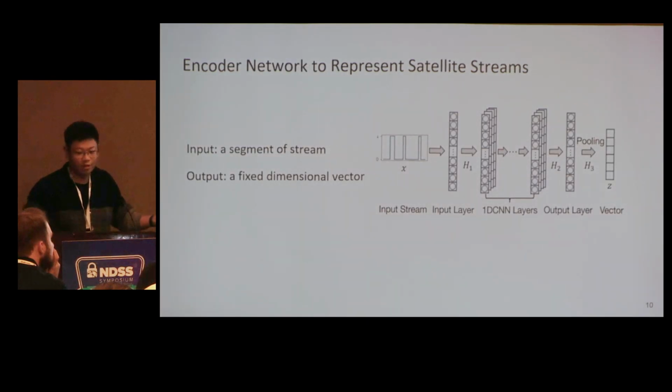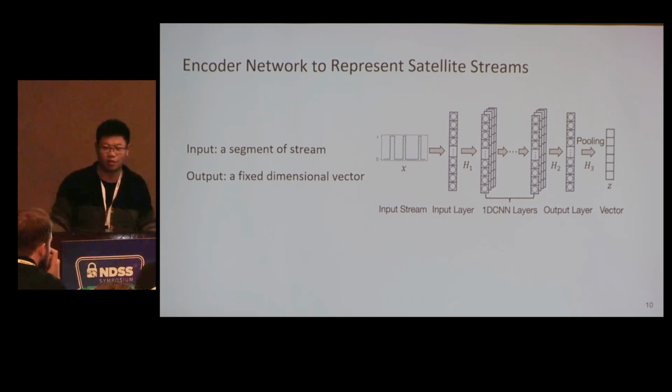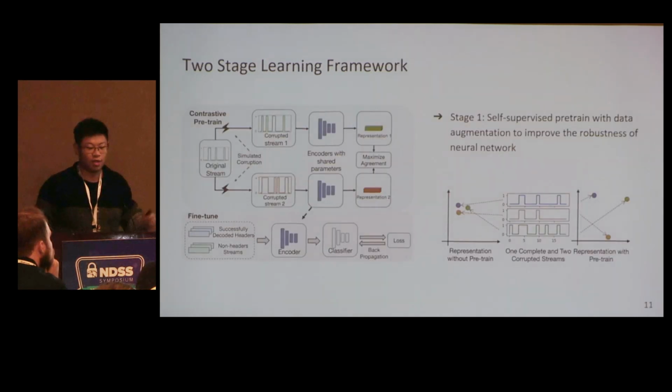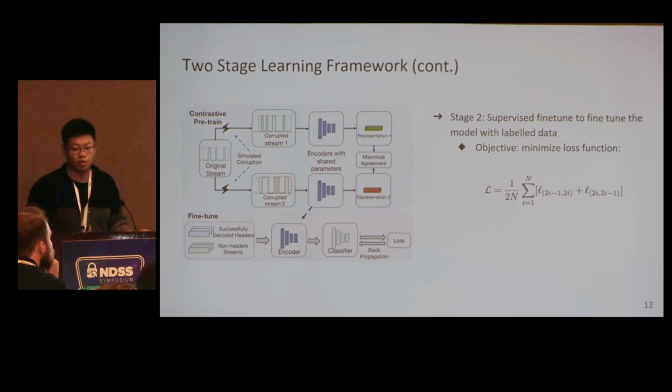Okay, so this is an encoder network that we train to do classification, because obviously this is a very traditional, very classic machine learning technique. We first train the encoder network to represent the streams, and then we use another two-stage learning framework along with some data augmentation techniques to improve the robustness of the neural network, and then we use supervised fine-tuning to fine-tune the model with some labeled data. Finally, our optimization objective is to minimize the loss function.